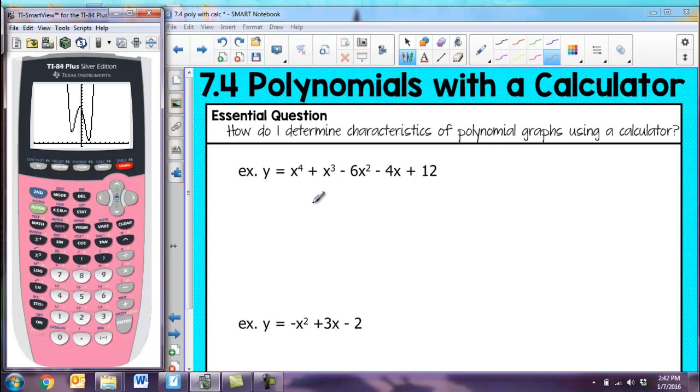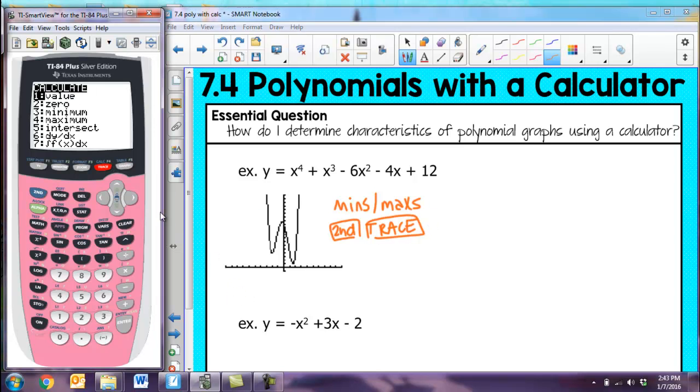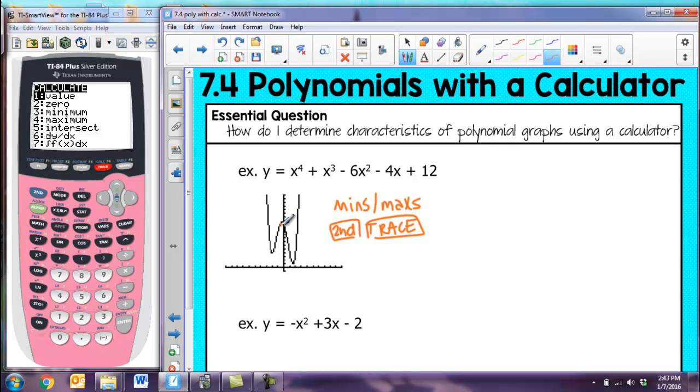Okay? And so in order to figure out where those mins and maxes are, I always kind of sketch my graph over here. In order to figure out where those mins and maxes are, you go to your second trace menu. Your second trace menu is super nice. It has lots of stuff going on in it. Okay, so second trace, and then it depends on what you're looking for. You're either going to pick a min or a max. Let's start with this maximum. So I'm going to do number 4.